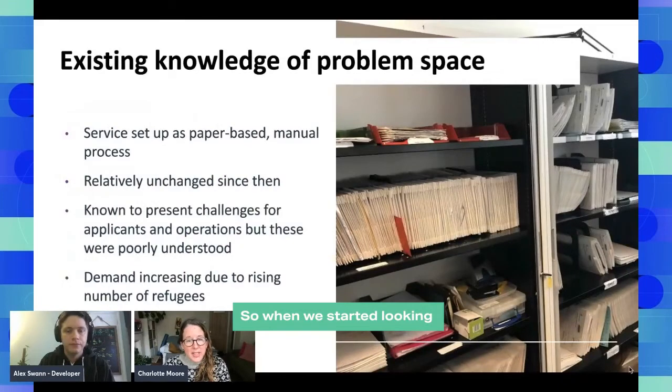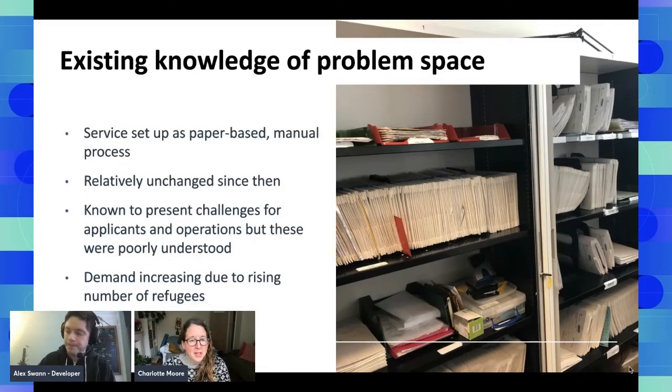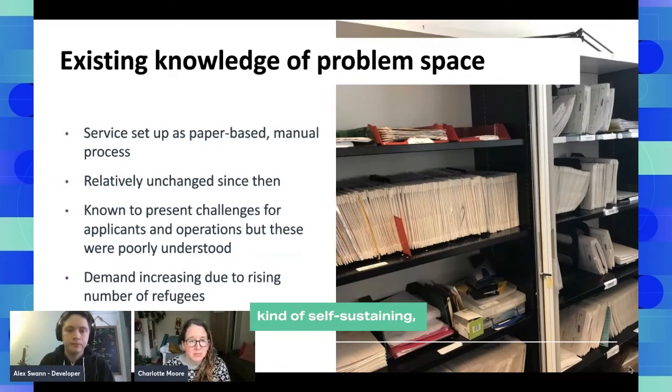So when we started looking at the Refugee Integration Loan, we knew that it hadn't really been looked at since 2007. We knew that it was only a paper form, so a largely paper-based form process. And the cabinets that you can see in the background are actually the operations team's backlog. That was their caseload there. Not many changes have been made because it was kind of self-sustaining. Not many people were looking at it or paying attention to the loan. There was anecdotal evidence that there were issues for the applicants, perhaps that the loan could be doing more for them, and that there were also issues that the operations teams were having, but these were really not very well understood.